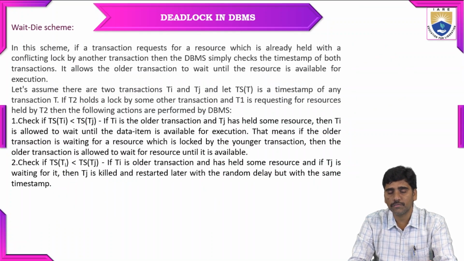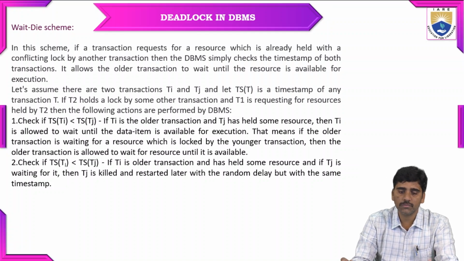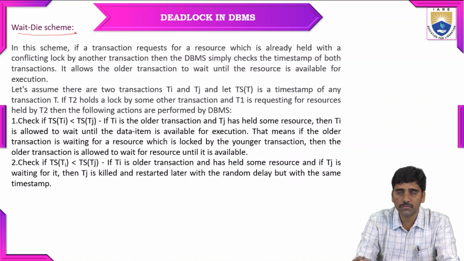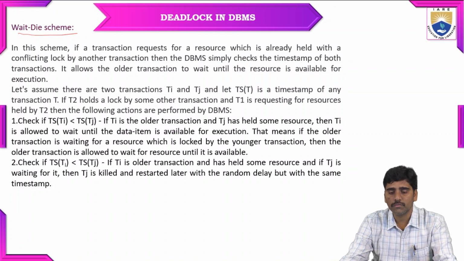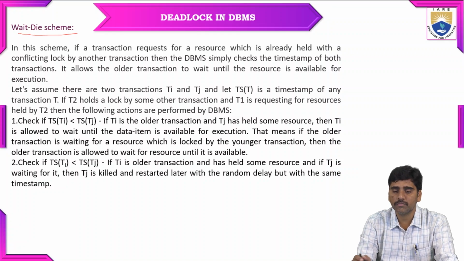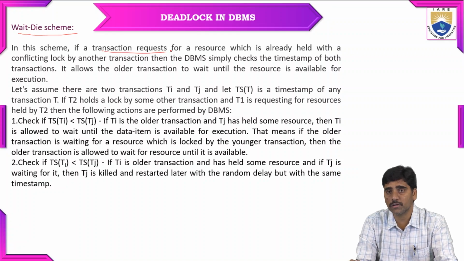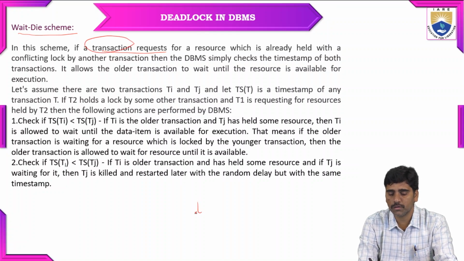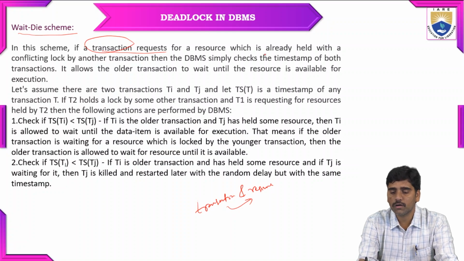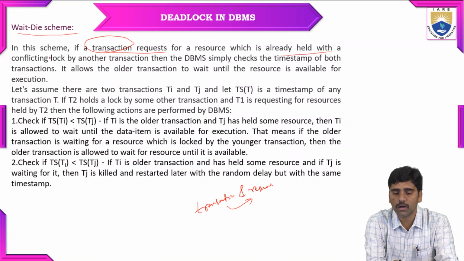For this, different types of schemes are there. Deadlock prevention schemes are there. In that, one is the wait-die scheme. In this scheme, if a transaction requests a resource, so here we are talking about transaction and resource, the transaction is requesting a resource which is already held with a conflicting lock by another transaction.